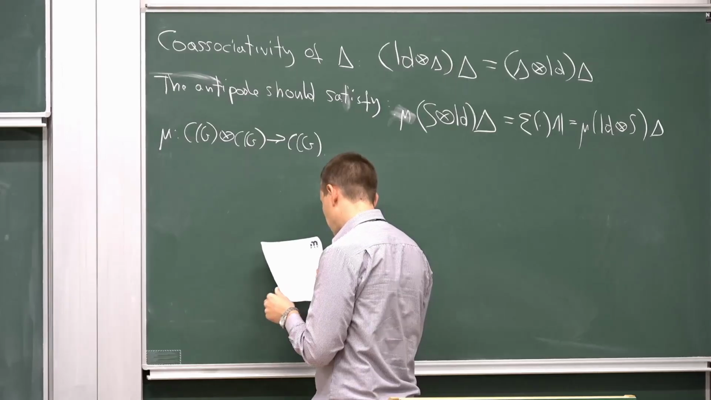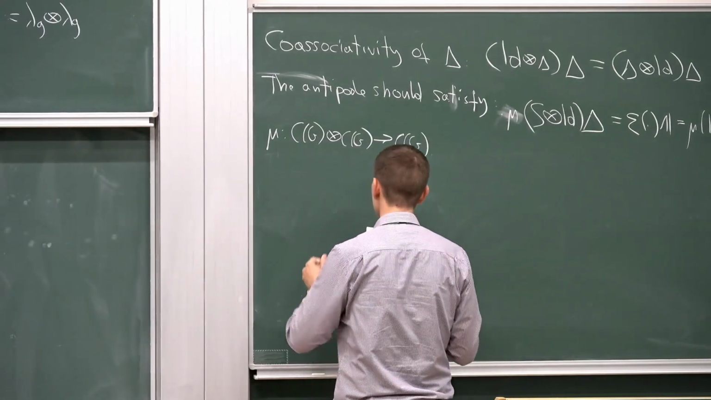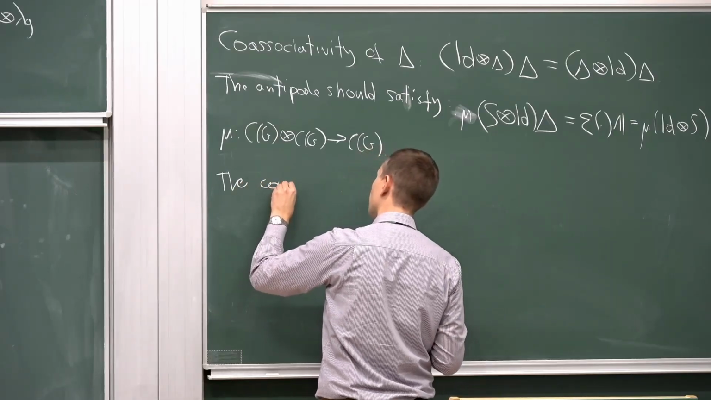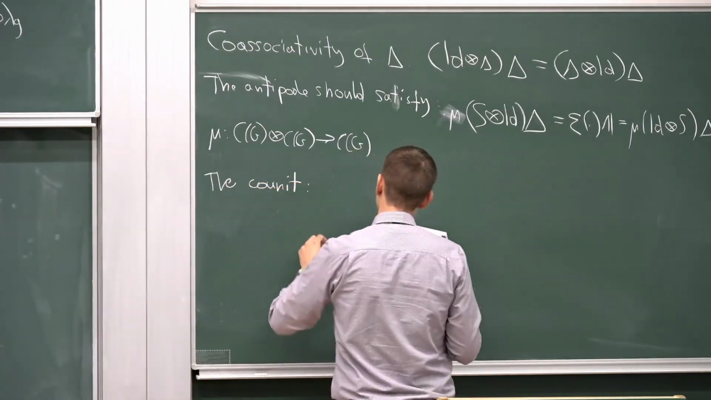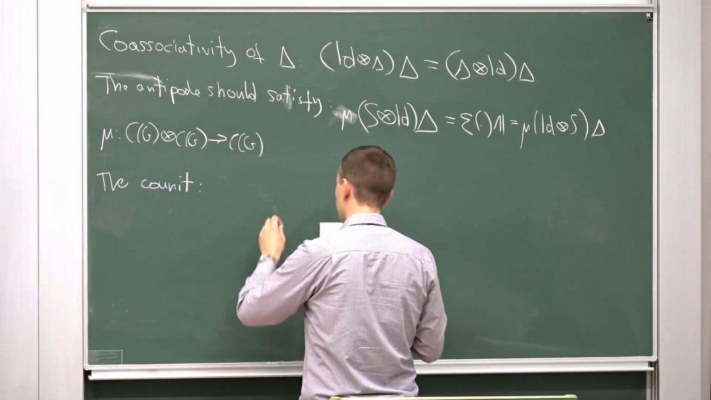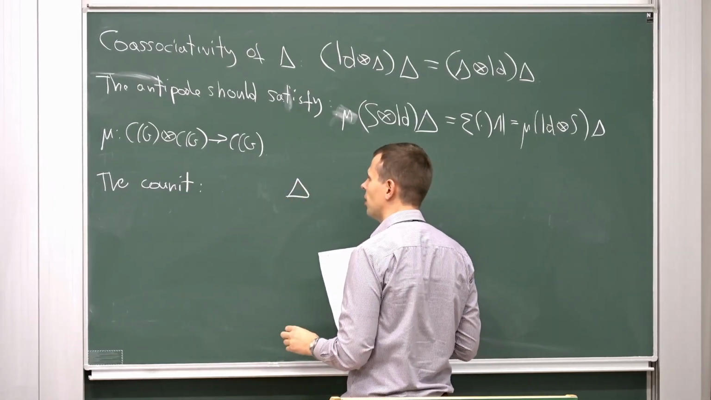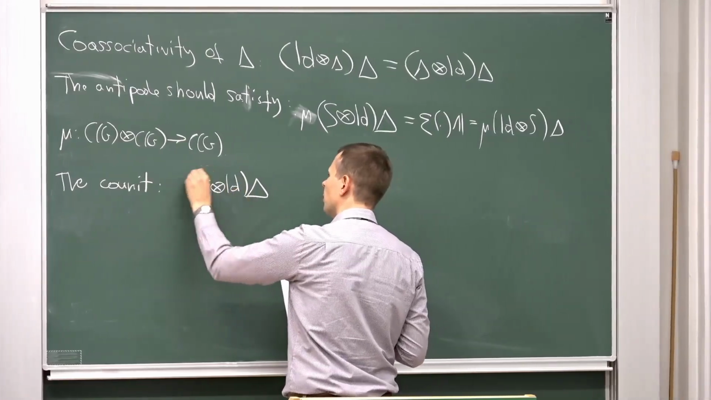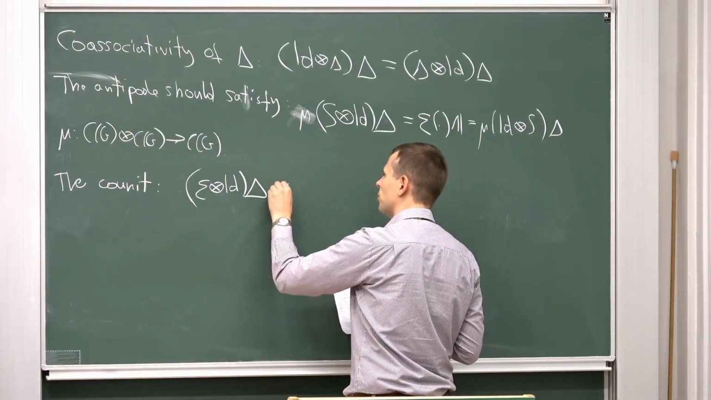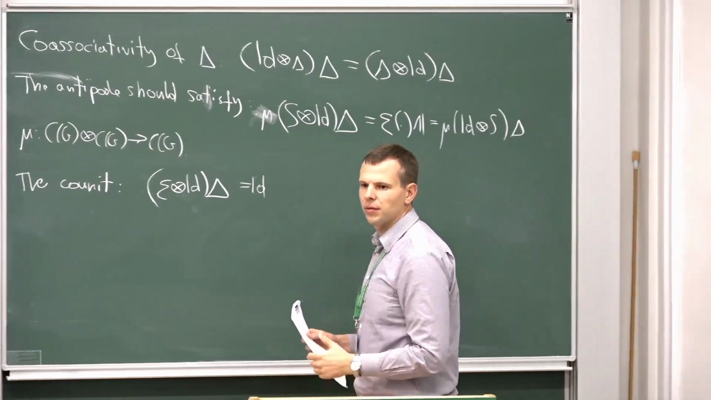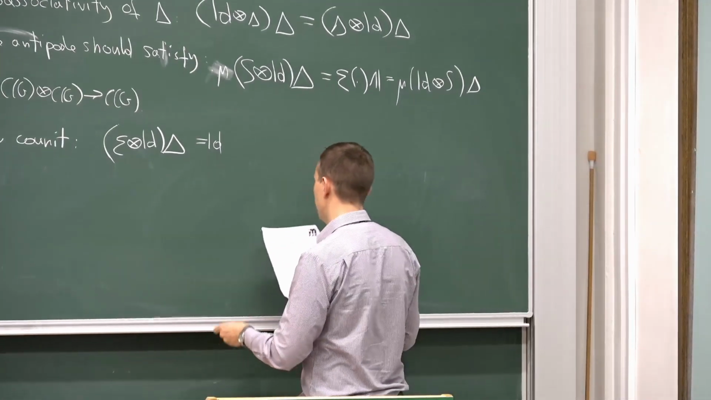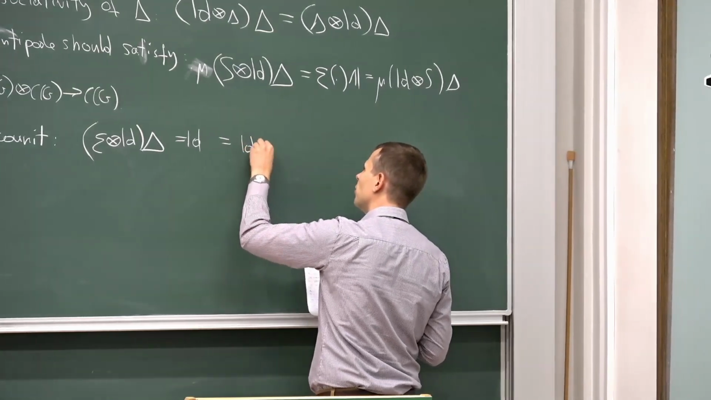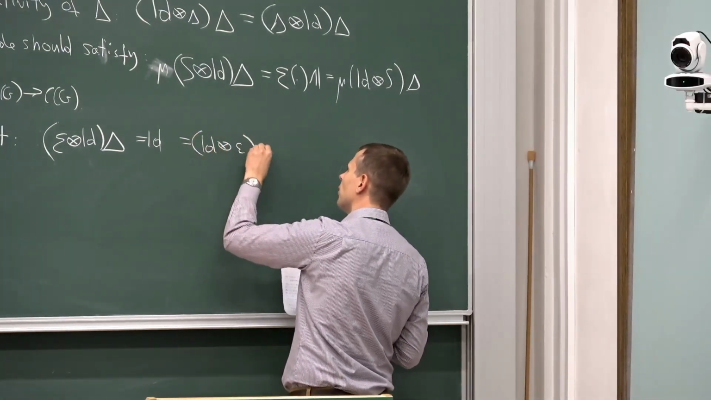And the axioms for the co-unit are that, if you do multiplication and then you basically set one of the variables to be the unit, it means that you don't do anything. And the same in the other direction, right? If you multiply from the right by the unit, it means that you haven't done anything.